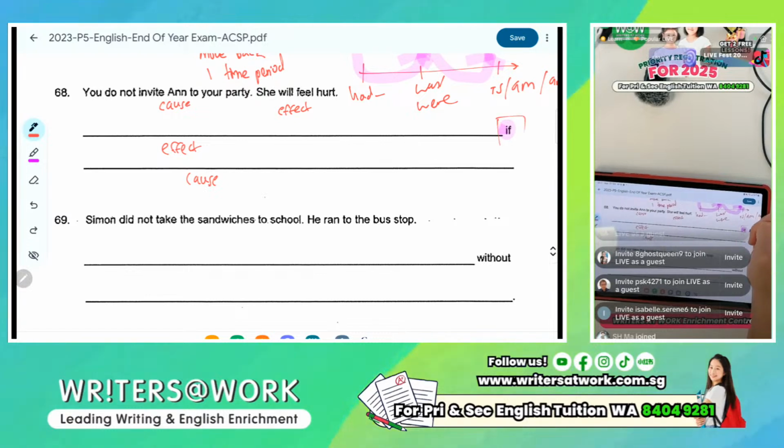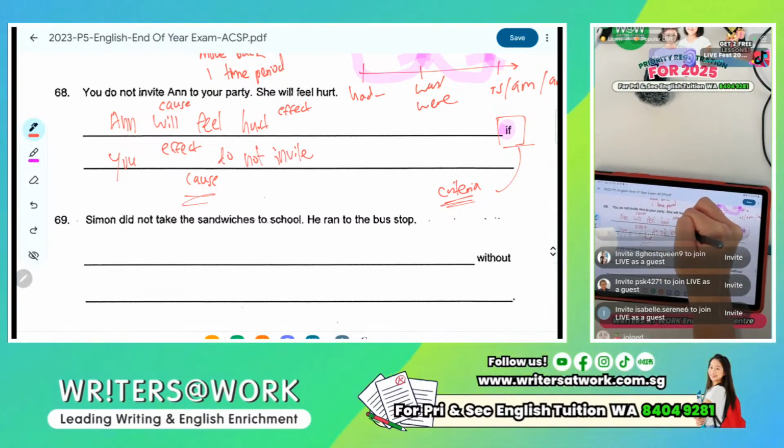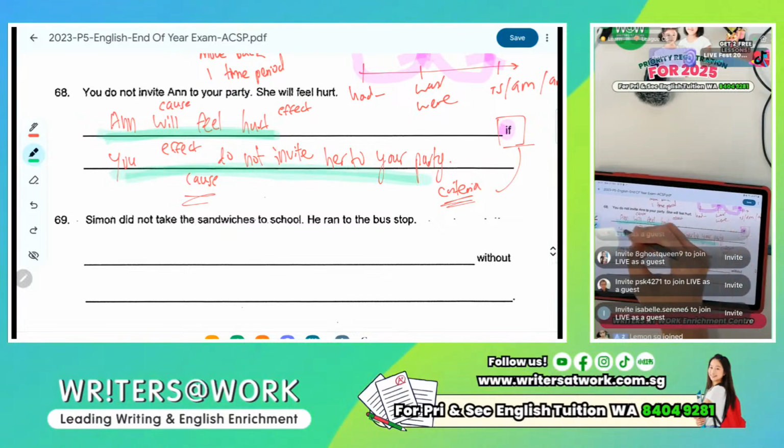The word if here shows that a criteria needs to be met, which is your cause. So Anne will feel hurt if you do not invite her to your party. Okay? So over here is quite straightforward. My cause, if the cause is real, the effect will be as such. Okay?